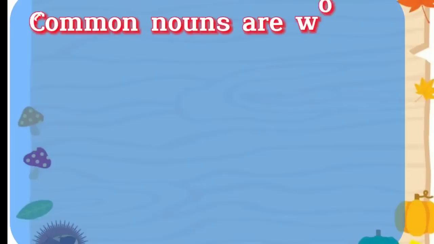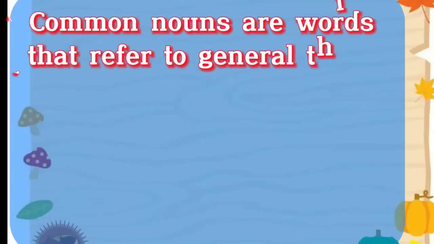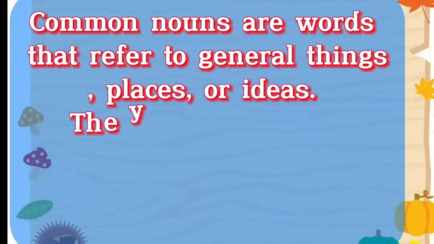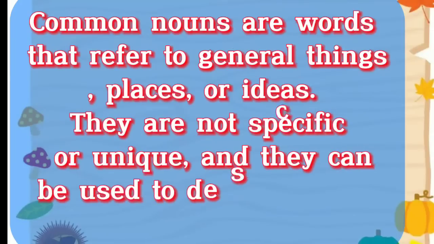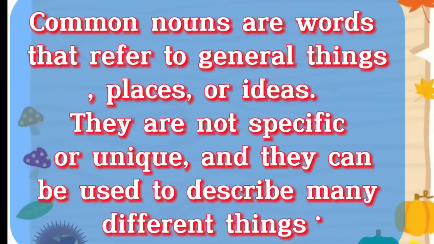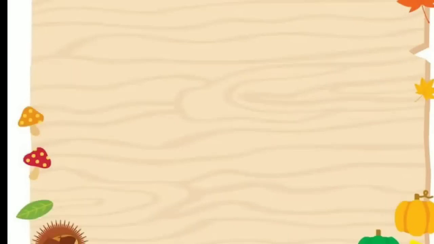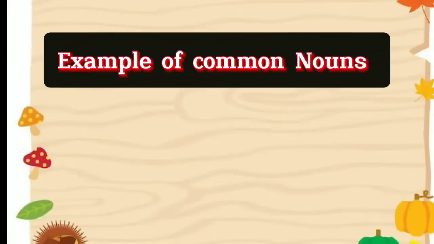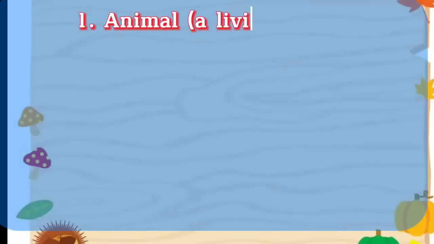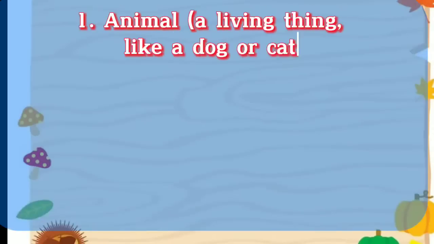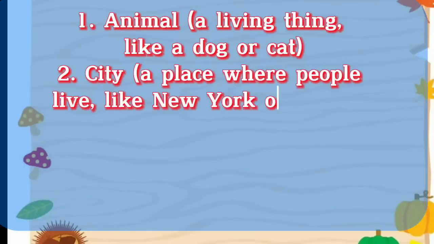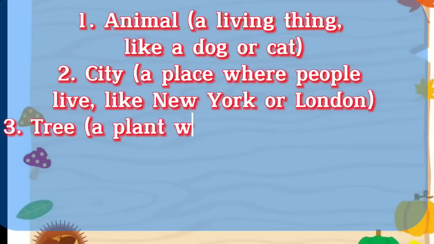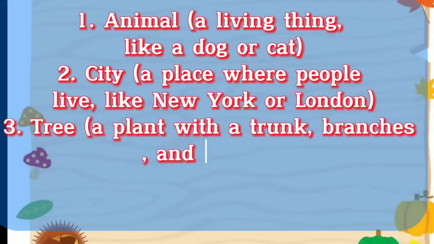Common nouns are words that refer to general things, places, or ideas. They are not specific or unique, and they can be used to describe many different things. Here are some examples of common nouns with short explanations. 1. Animal, a living thing, like a dog or cat. 2. City, a place where people live, like New York or London.